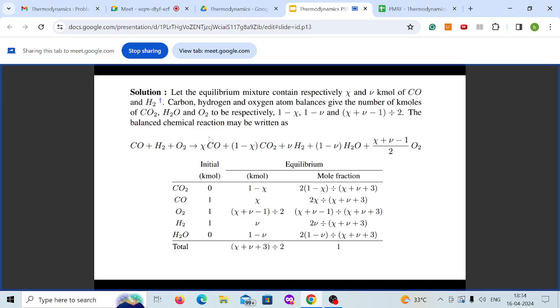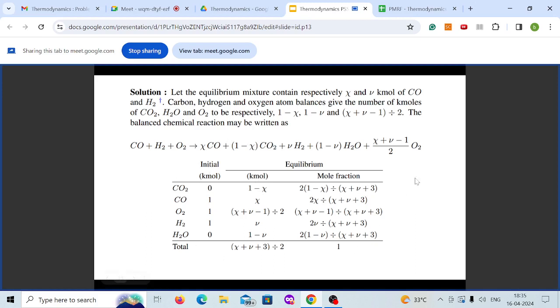So we will have x kilomoles of carbon monoxide, which we assume, then we will have 1 minus x kilomoles of carbon dioxide, plus v moles of hydrogen. Then we will have 1 minus v moles of water, and oxygen will be (x plus v minus 1) by 2 moles. So now we know each of the moles of the equilibrium components.